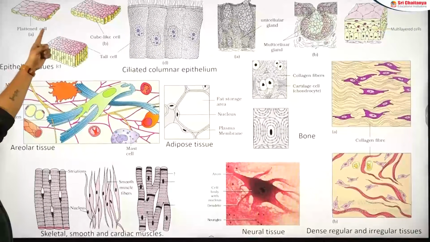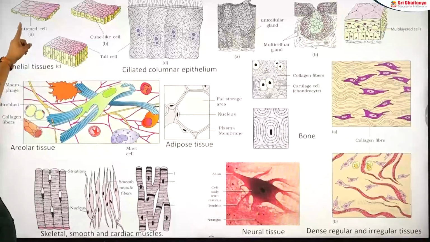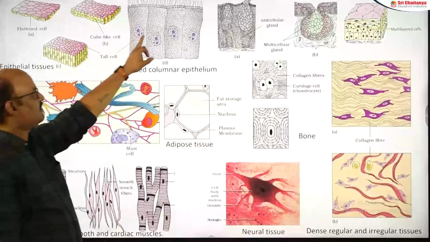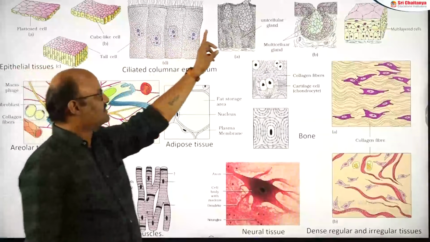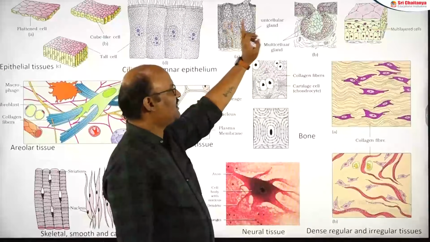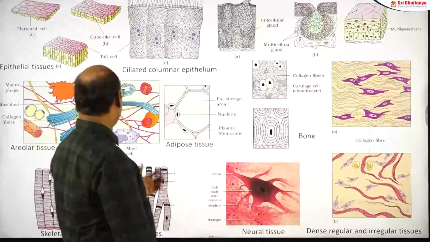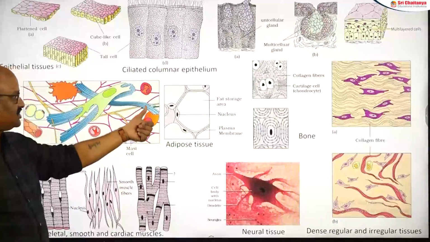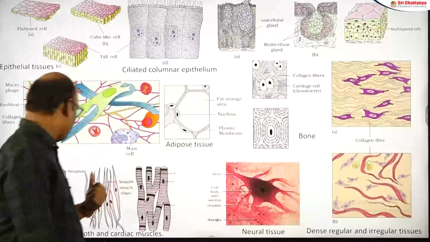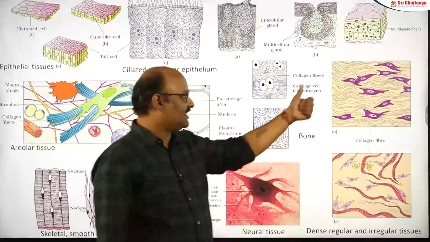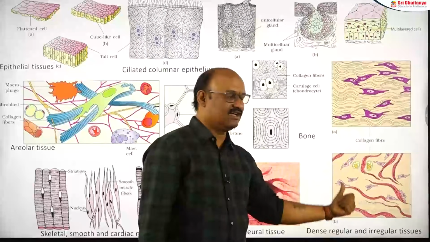Here you can see the epithelial tissues: squamous epithelium, cuboidal epithelium and the columnar epithelium, and this is columnar epithelium with cilia. This is glandular epithelium, unicellular and multicellular glands, and multi-layered, that is stratified epithelium, areolar tissue, adipose tissue, cartilage and bone you can see here, and the different types of muscles, and this is neural tissue, and these are dense regular and irregular connective tissues.